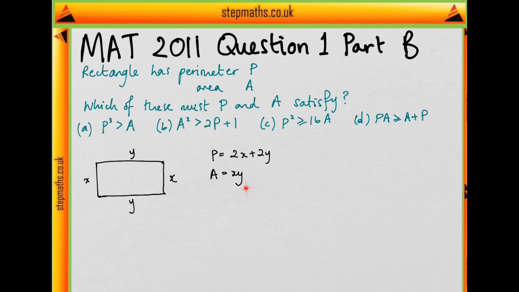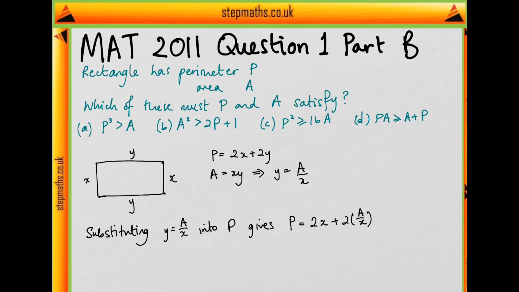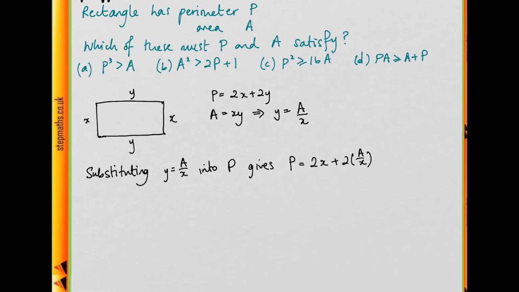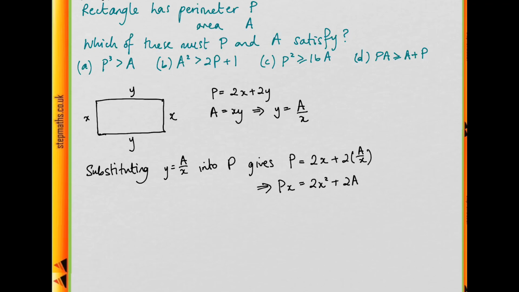So if I use this second equation, then I can rearrange to get y is equal to A over x, and then I can substitute this into our equation for P, and this is what we'll end up with. And so let me just multiply everything through by x, so we don't have any awkward fractions to deal with. And this is the equation that we get, which relates P and A.